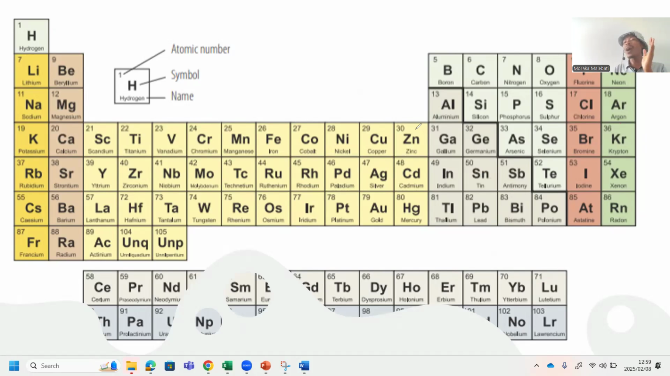It means elements toward the right-hand side, like fluorine, chlorine, bromine, and iodine, are more electronegative as compared to elements on the left-hand side like sodium and lithium. So the elements towards your left are less electronegative as compared to the more electronegative elements like fluorine and chlorine. It means chlorine and fluorine attract electrons more.